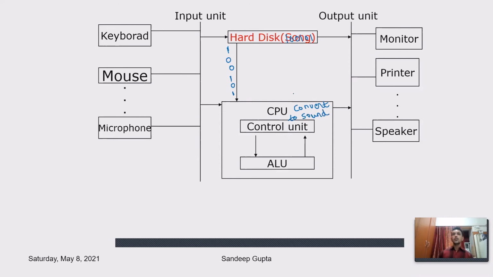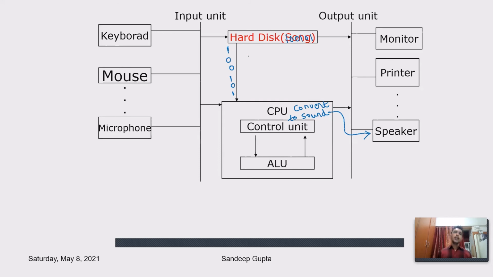Okay. So in hard disk, this one and zero was there. It went to CPU. The CPU converted ones and zeros to sound. And then this sound gets outputted on the speaker. I hope you must have understood this entire mechanism.